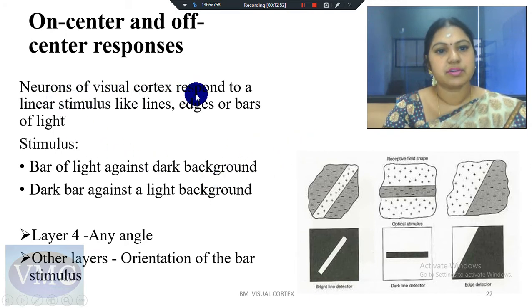Neurons of the visual cortex respond to a linear stimulus like lines, edges, bars of light. The stimulus can be a bar of light against a dark background or a dark bar against a light background. So layer 4, any area, other layers, orientation of the stimulus. Here again you can see in this picture a light bar around a dark background. Here around a light background, and these are the edges.